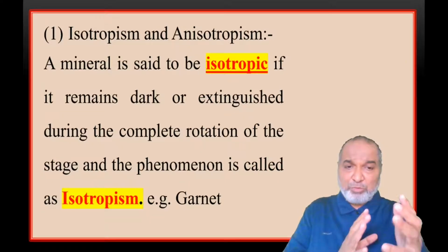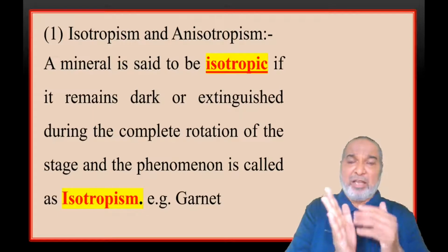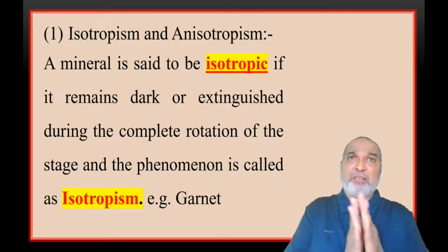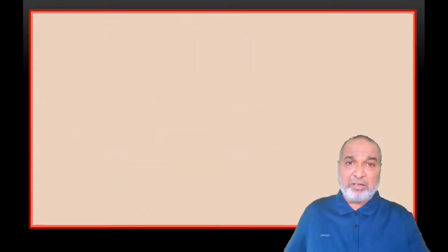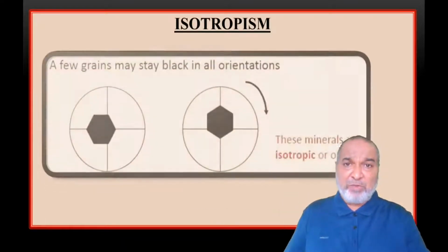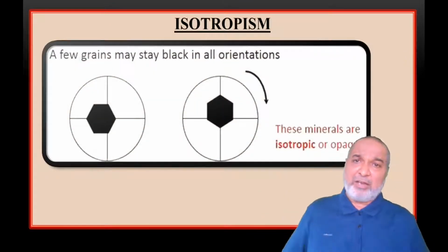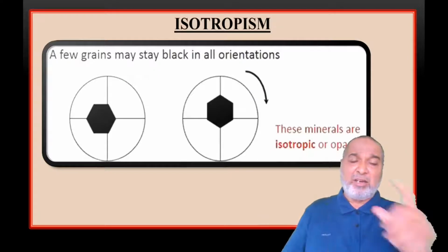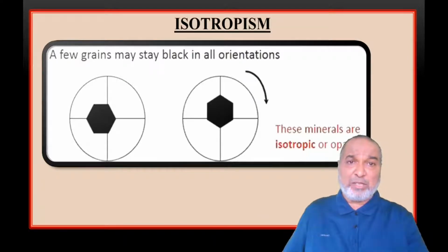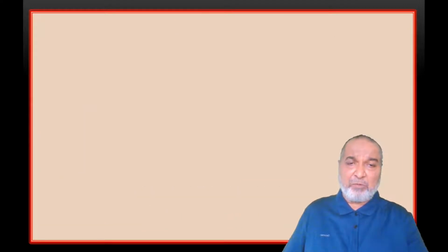But for those minerals that have four dark positions, and in between the four dark positions the mineral shows colors, shades of colors, that will be anisotropic. First, we'll see isotropism. What happens through rotation? If you go on rotating, the mineral color will remain the same black, so that is an isotropic mineral, and the phenomenon is isotropism. The example is garnet.